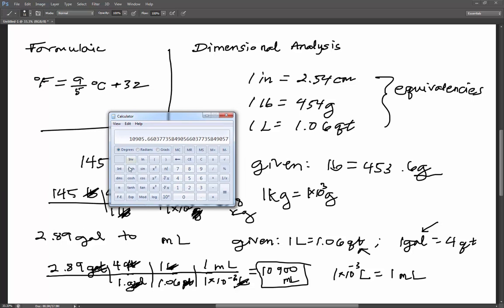Now again, you'll get the same thing if you do 2.89 times 4 times 1 times 1 equals, and then divide that by parentheses 1.06 times 1 times 10 to the negative third. Okay, that's everything on top got multiplied, everything on the bottom got multiplied, and then you divide what was on the top by what was on the bottom. You'll get the same answer.